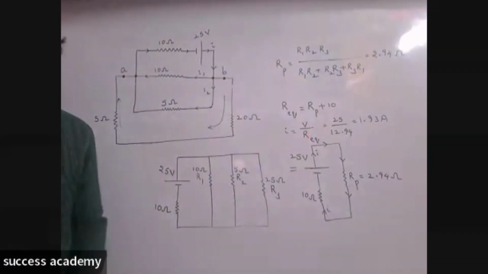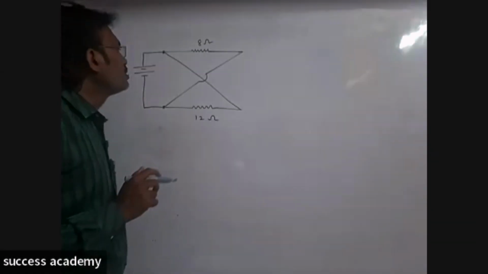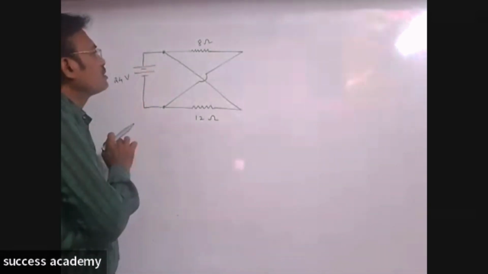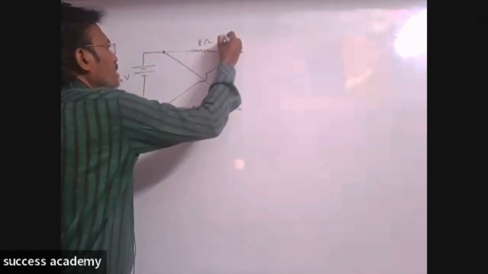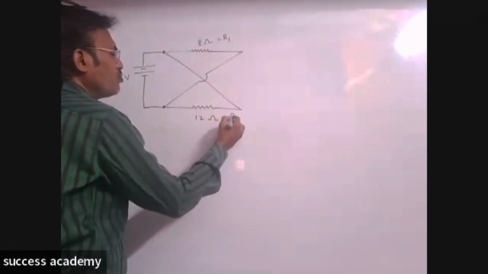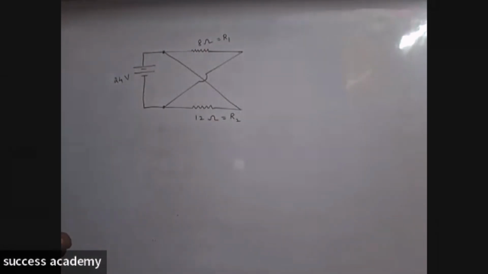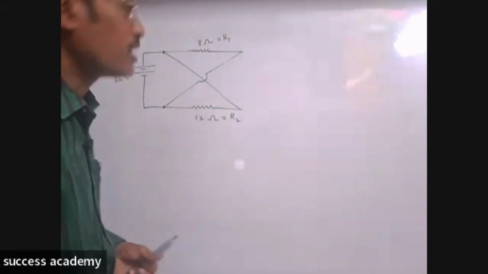Now, another circuit here. A 24 volt cell is connected to this circuit, and this is 8 ohm and this is 12 ohm. This 8 ohm I am taking as R1, and this 12 ohm I am taking as R2. Here we need to calculate the current passing through the circuit. I value we need to calculate. I is equal to question mark.